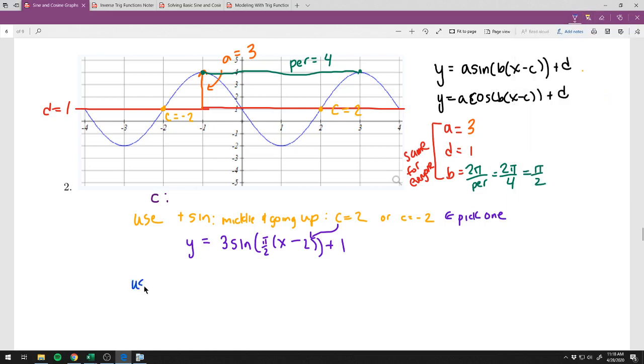Right, if you want to use negative sine, then we want to look at the C values where the graph is at the middle but going down. So we got C is negative 4. It's a possibility. We got C is 0, which is a possibility. And we got C equals 4, which is a possibility. All right, once again, if you really want to use negative sine, just pick one of them and plug it in with your A, B, and D.